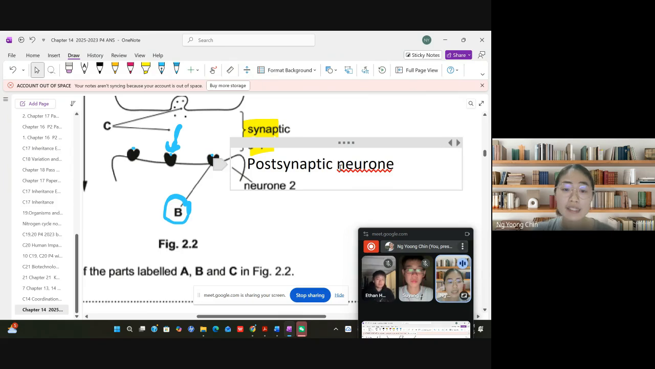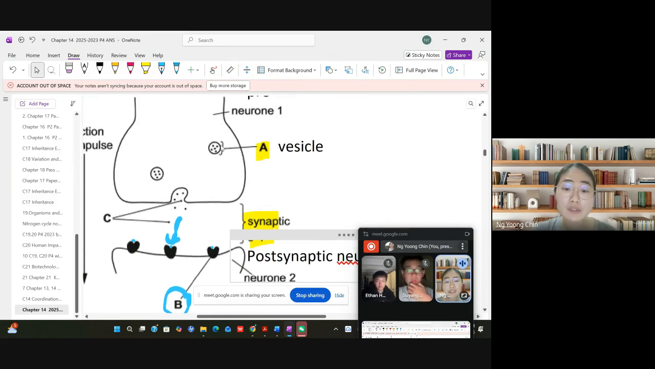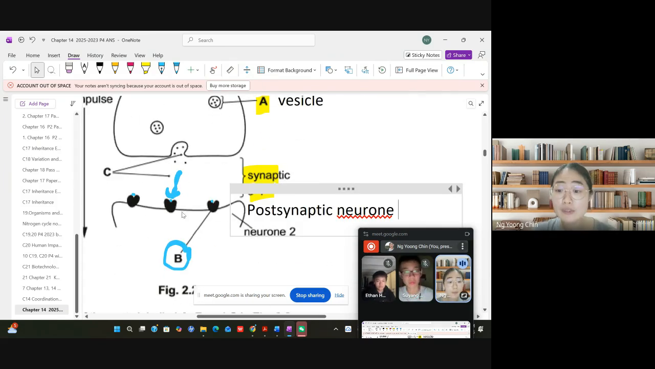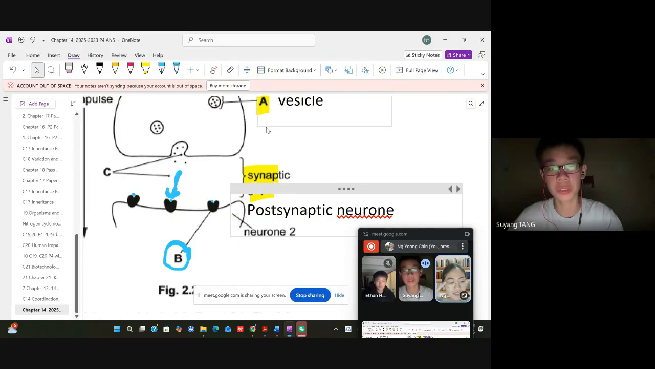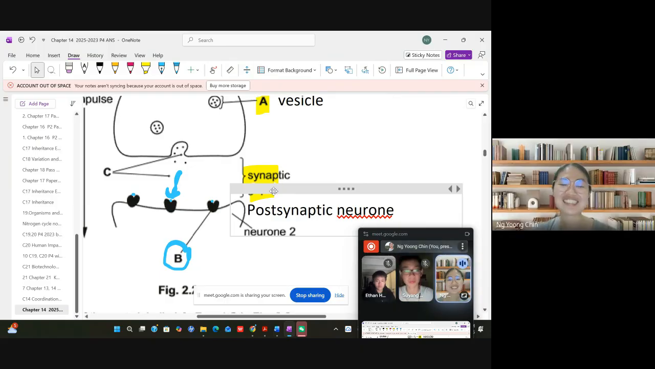So they can get from this presynaptic neuron and bind to the postsynaptic neuron. What is the method? I give you three choices: osmosis, active transport, or diffusion. You choose one answer. Diffusion. Yes, your answer is diffusion, correct. Okay, it's diffusion. What is diffusion?